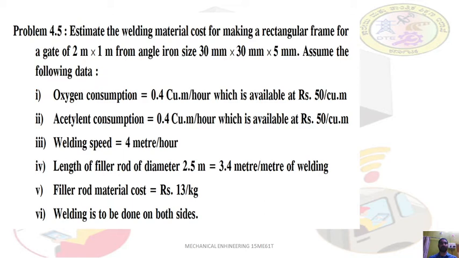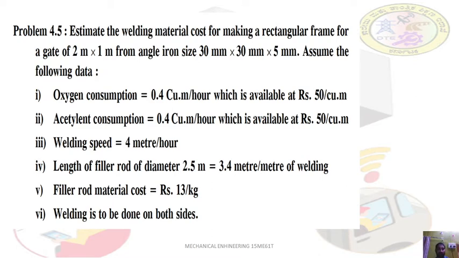Assuming the following data, oxygen consumption is 0.4 cubic meter per hour, that means meter cube per hour. So if you weld for 1 hour, we require 0.4 meter cube of oxygen, and the cost is 50 per meter cube. For every meter cube of oxygen we have to pay 50 rupees. So how many meter cube you consume will be multiplied by the cost, that is 50, and that will give you the oxygen cost.